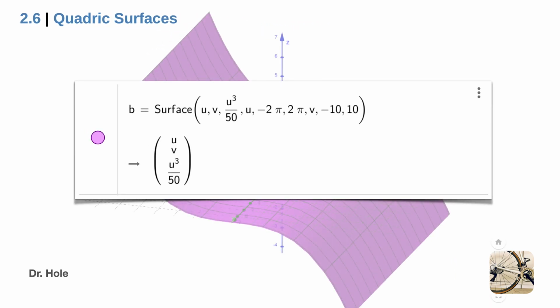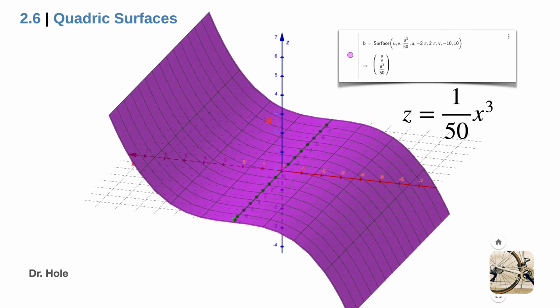Let's do another example. Same idea. We're in GeoGebra, and we start typing out surface. We enter a parameterization, x equals u, y equals v, z equals u cubed over 50, and then set bounds for u and v. As we have x equaling u and z equaling u cubed over 50, what we are sketching is the surface corresponding to z equals 1 over 50 x cubed.